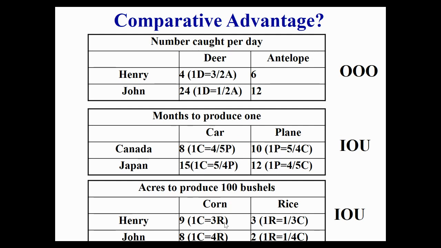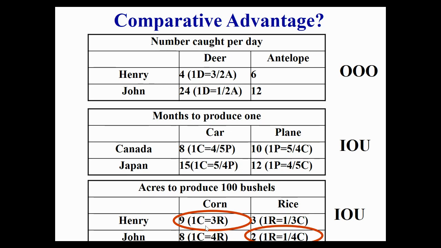One corn is 3 rice, and one corn is 4 rice for John, and then we would look at the comparative advantage, and we'd see Henry should be making corn, and John should be making rice. If we were going to come up with some sort of trade, we could say one rice has to be greater than 1/4 corn, but less than 1/3. So there's not much of a margin there.